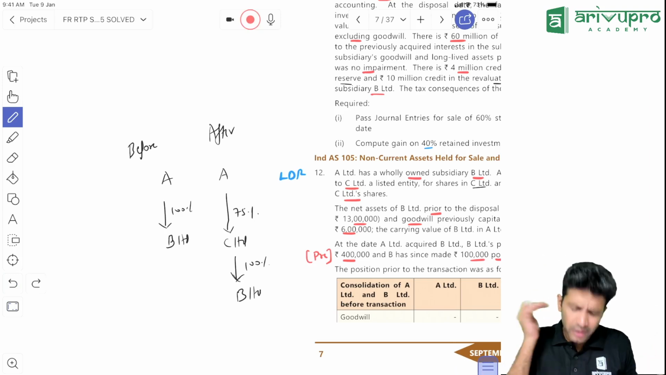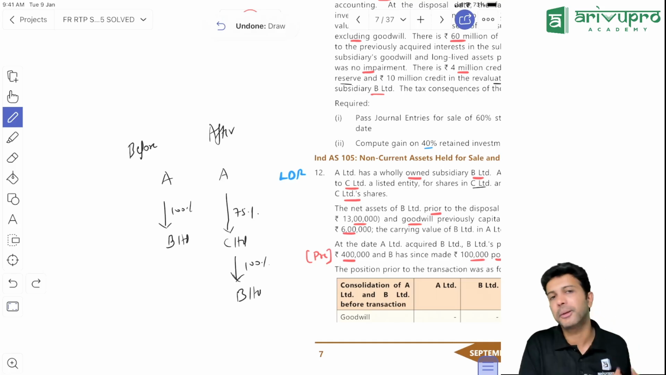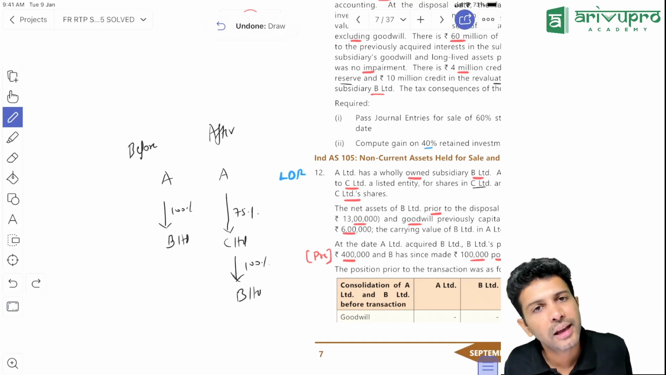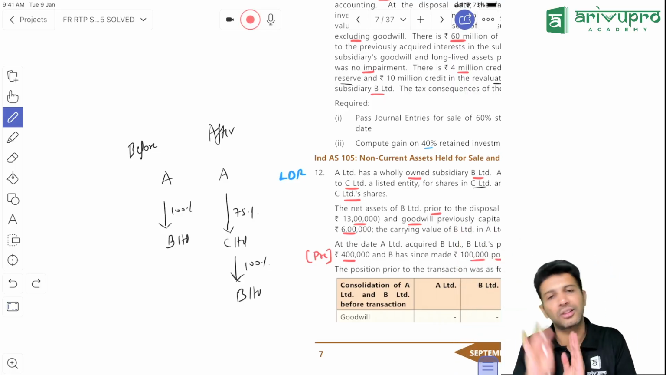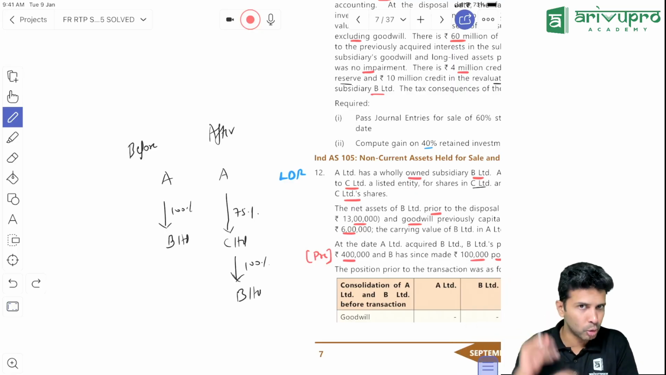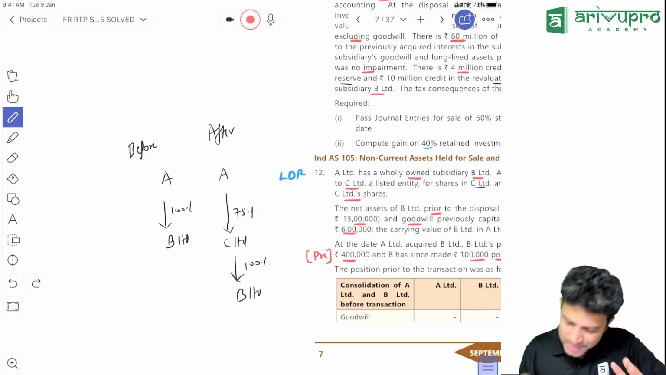So what has happened? Earlier, A had 100% in B. Now, after this transaction, A has sold 25%, and now they only have 75%. That's the conclusion you can draw from this particular data.